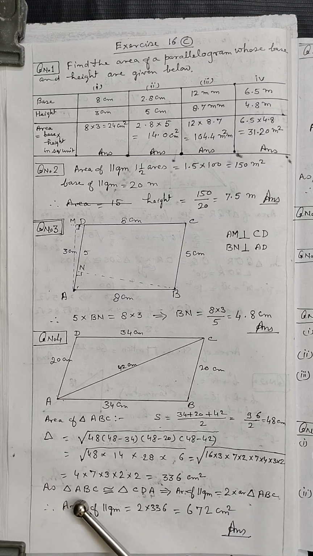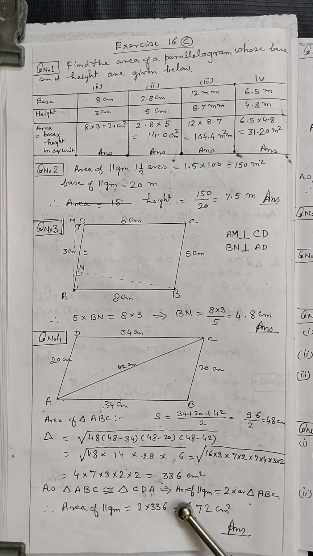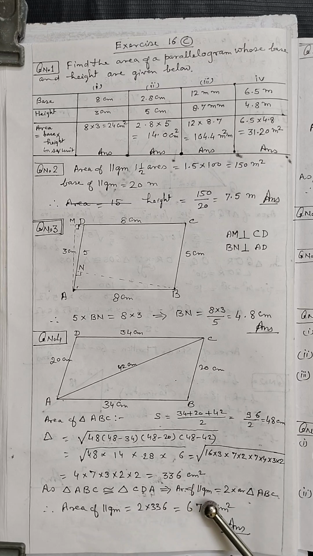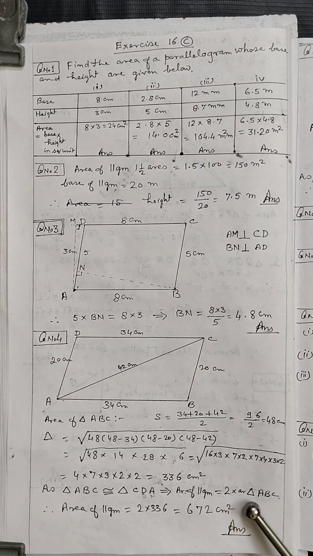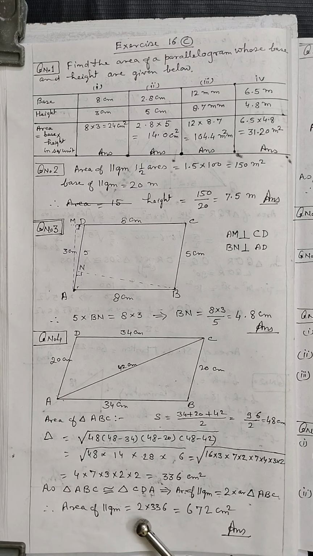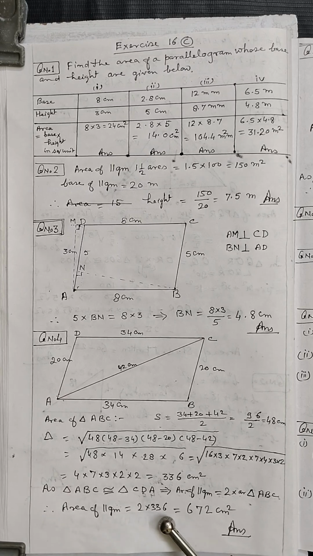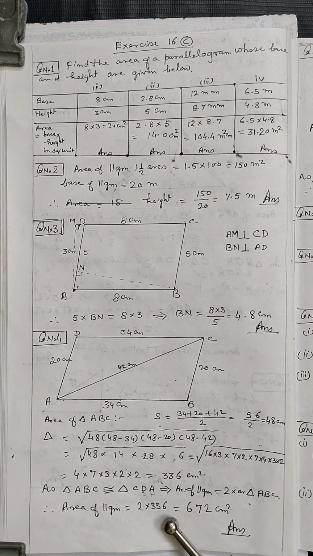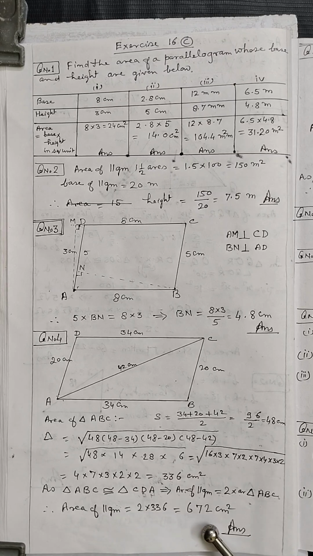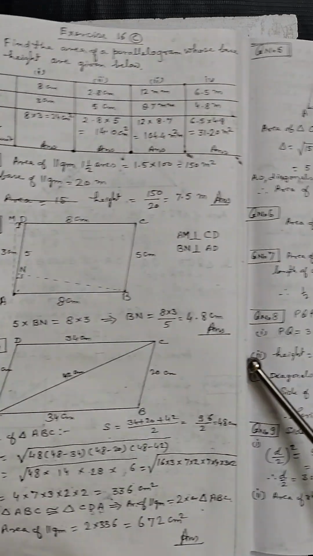As we know that the triangle ABC is congruent to the triangle CDA, that is the area of the parallelogram will be equal to twice the area of ABC. Therefore the area of parallelogram will be equal to twice into 336. It will be equal to 672 square centimeter. Now come to the question number 5.